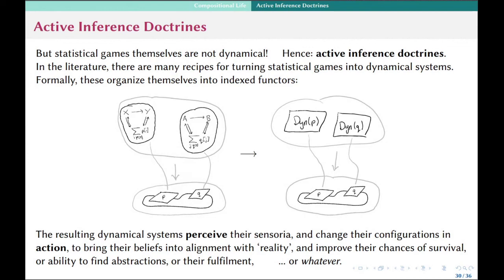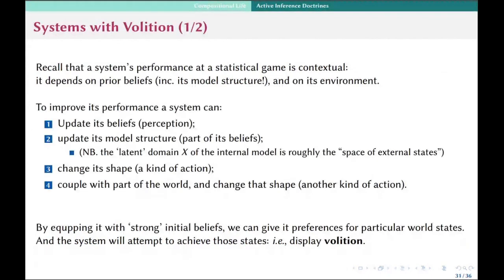So these resulting dynamical systems do this perception and action, and in doing those two processes, they can bring their beliefs into alignment with reality, whatever that means, and improve their chances of survival or their abilities to find abstractions or their fulfillment or whatever. And so the question now is, okay, what is that whatever? What drives these systems? I'm going to think of systems with this driving process, this elan vital, as giving systems volition.